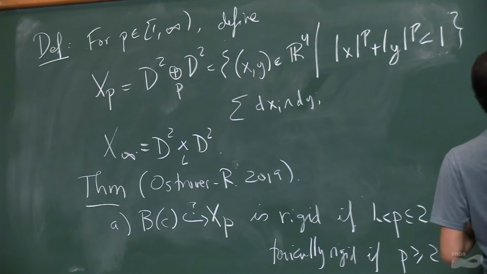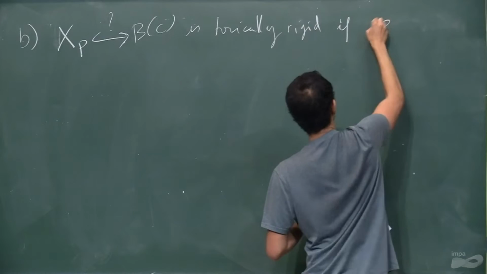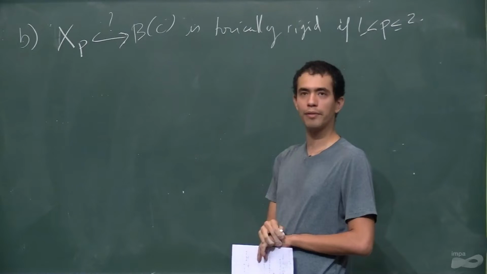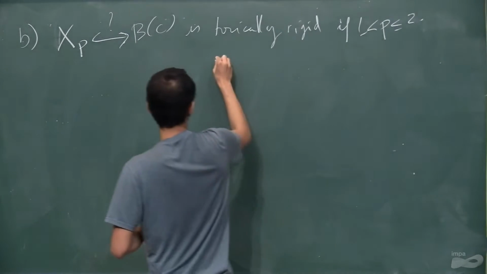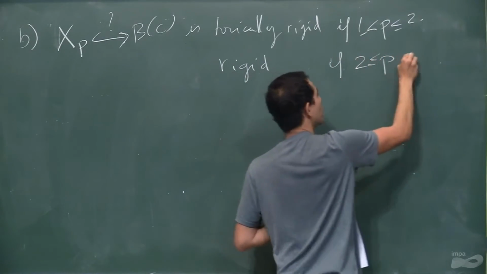So now if you want to do the opposite, X_p into the ball, this problem. It looks like we have the opposite behavior. So it looks like it's torically rigid if p is between 1 and 2. And I guess our first guess was that it was going to be rigid for p greater than 2. But actually, it's actually rigid if p is between 2 and 9/2.